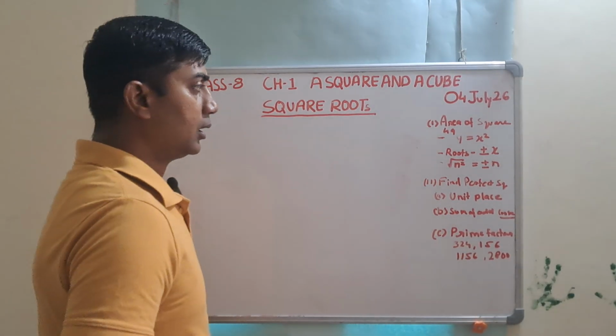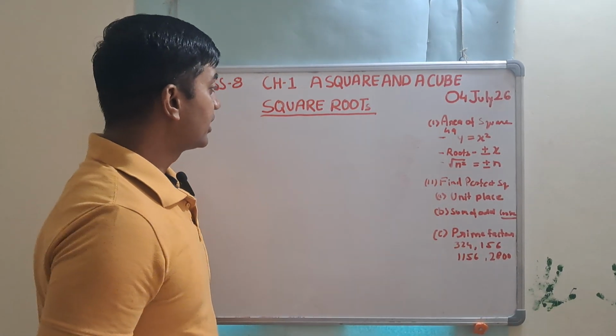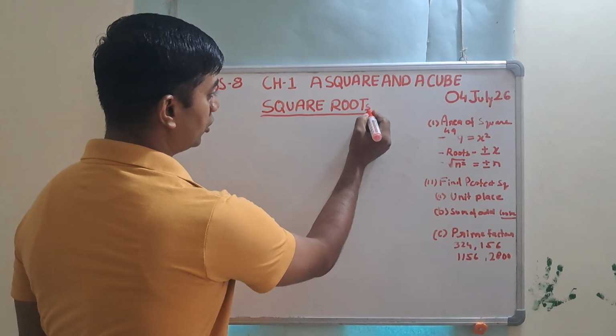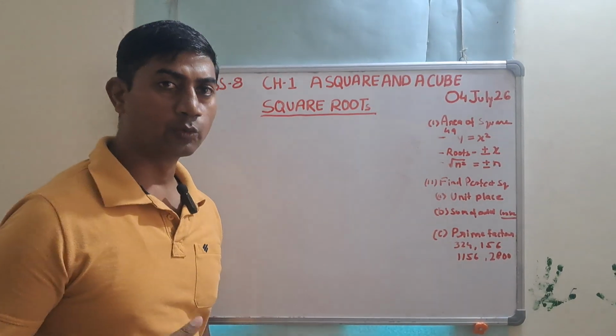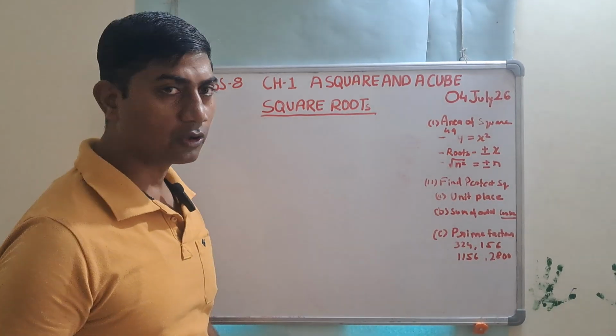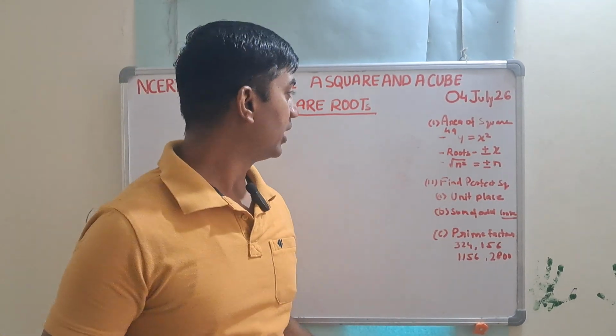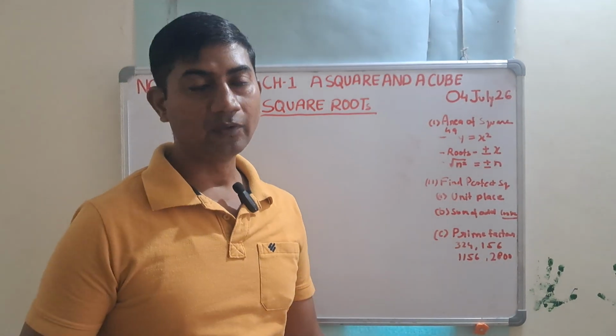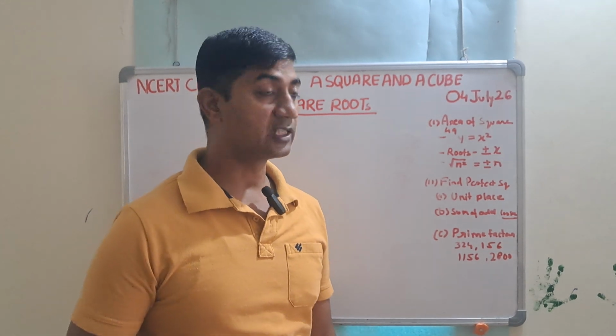Now you have noticed that here is a small s. In your book you will also notice that it says square roots. Why is it called roots? Why not root? Why is it not singular? Why is it plural? We'll understand why it is plural.